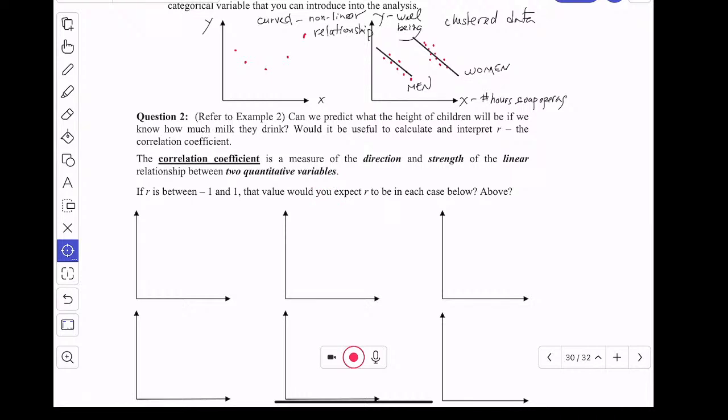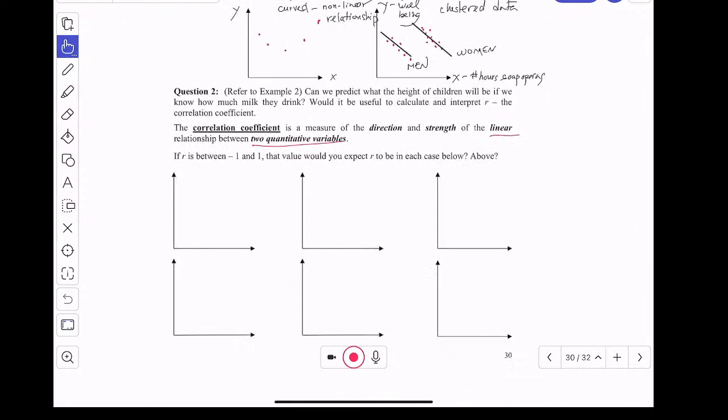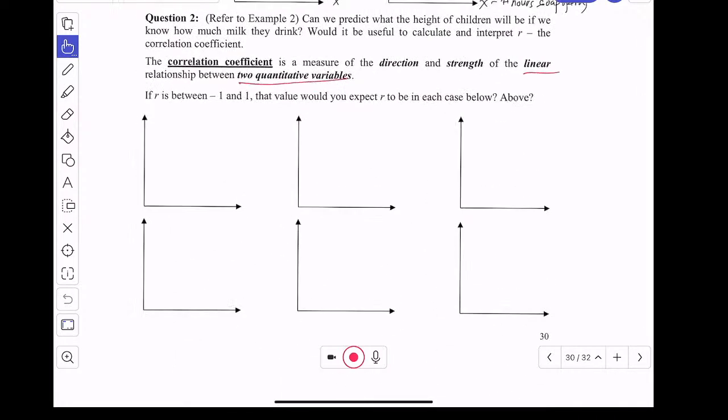Although this is just a sentence and it's quite short, it's very precise. The variables must be quantitative variables, and R gives you a measure of direction and strength of that linear relationship. So you need two quantitative variables and you need a linear relationship to calculate and interpret R. All right? Otherwise, it's meaningless what you're doing. So I provide some examples here.